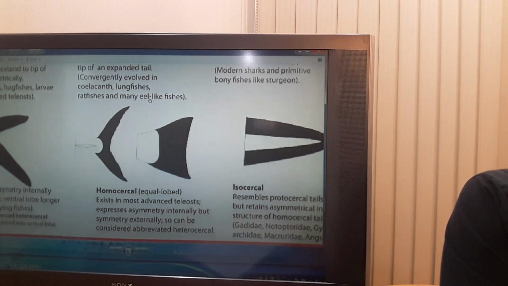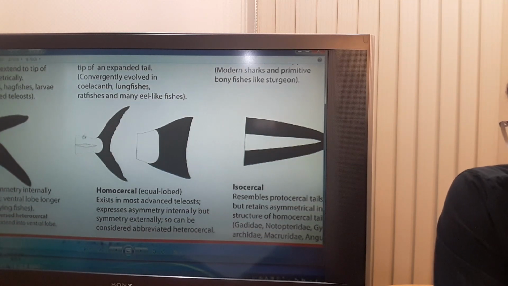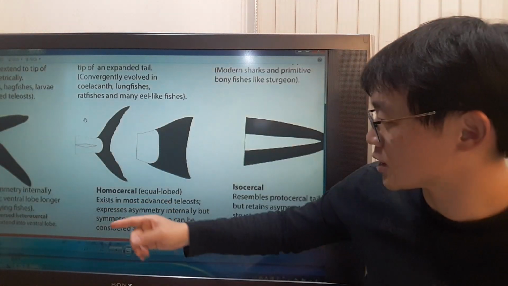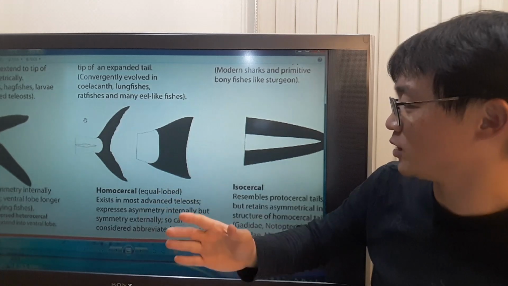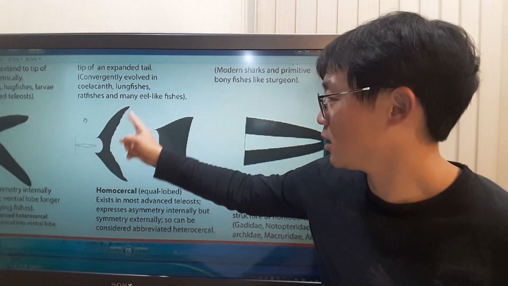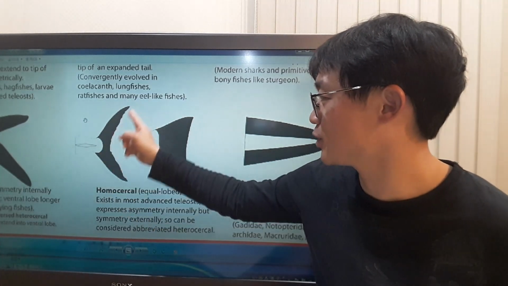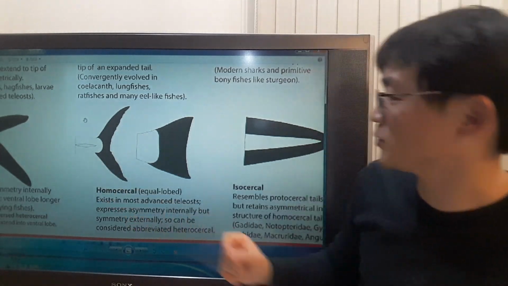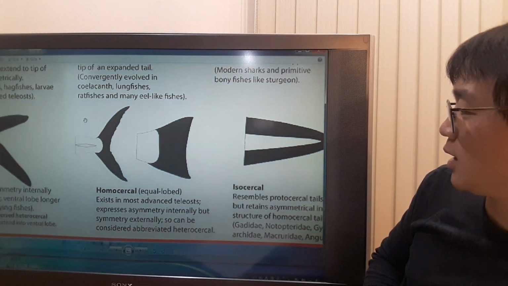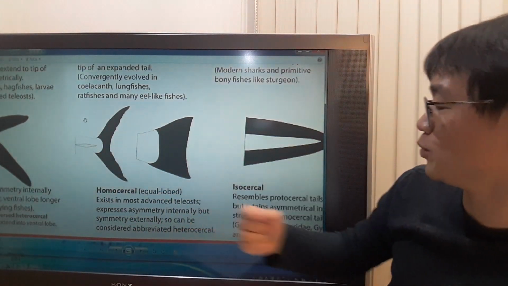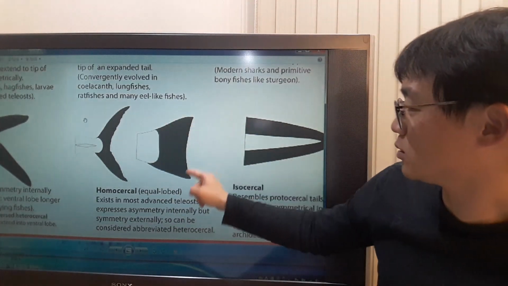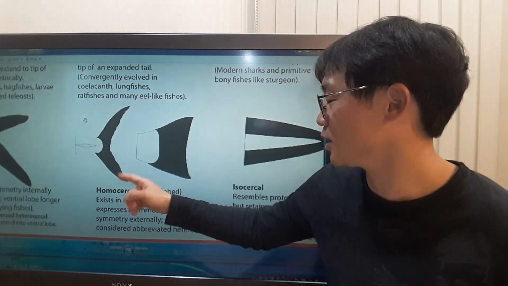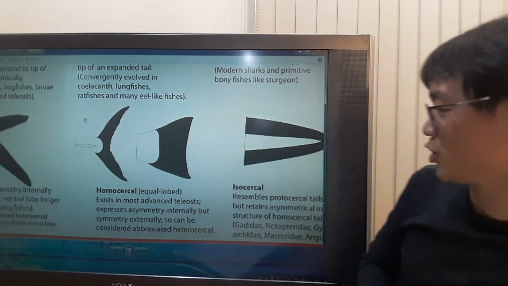Comparing with that, what did I say about homo? Homo means what? Homo means the same. All right. Hetero means different. So homo means the lobes are in the same symmetrical shape. Okay. Equal lobed and equal. Okay. This part is not the different size and shape.